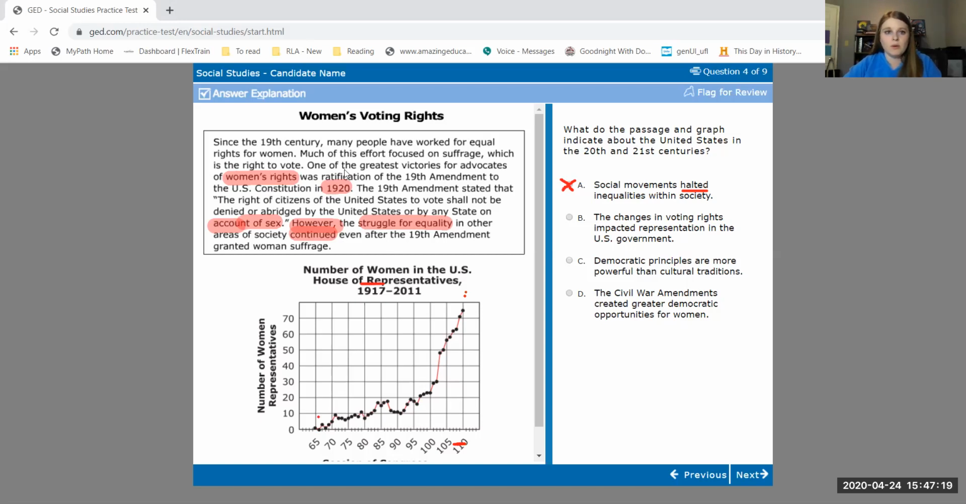Letter B, the changes in voting rights impacted representation in the US government. Well, the voting rights changed in 1920. The numbers after 1920 started going up. So there may be some connection there. Let's leave that one. Letter C, democratic principles are more powerful than cultural traditions.